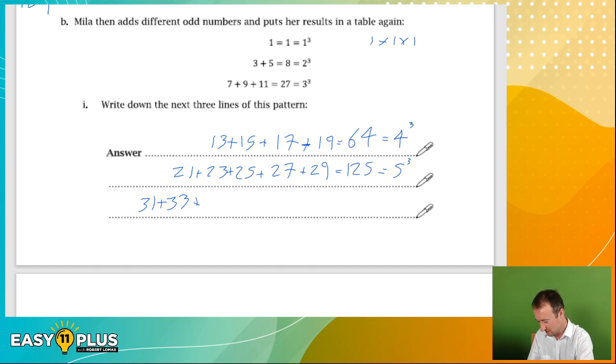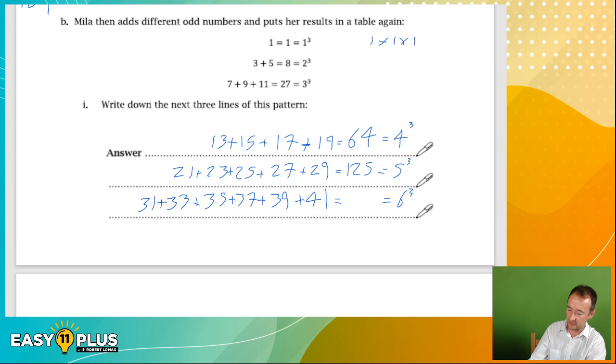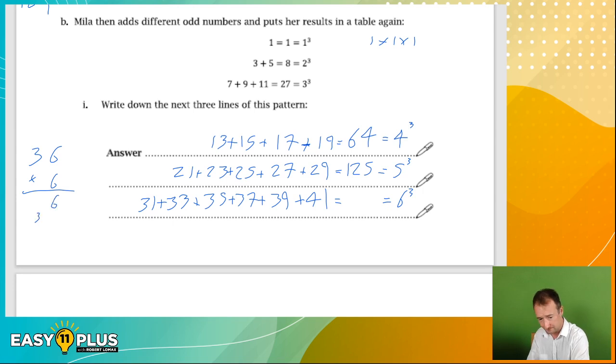31 plus 33 plus 35 plus 37 plus 39 plus 41 equals something equals 6 cubed. Let's just check we've got 6 numbers here. 1, 2, 3, 4, 5, 6. Yep. Okay, 6 cubed. So 6 times 6 is 36. What's 36 times 6? Let's just do a quick multiplication to be sure. Still not leaving myself enough space. Some people never learn, not just cats. 6 times 6 is 36. 6 times 3 is 18, plus 3 is 21. So, lo and behold, 216.